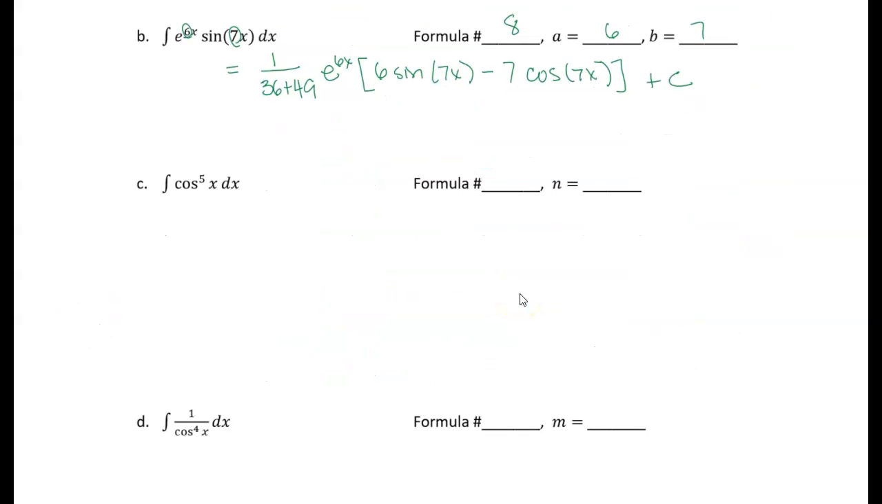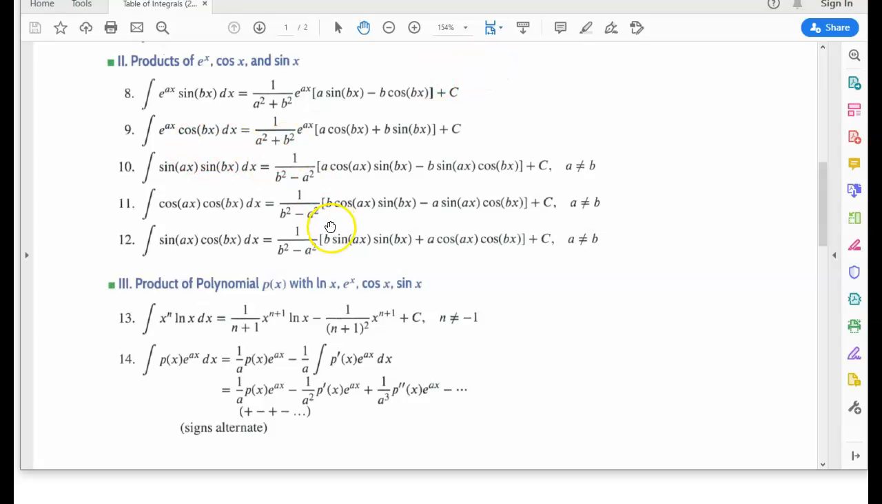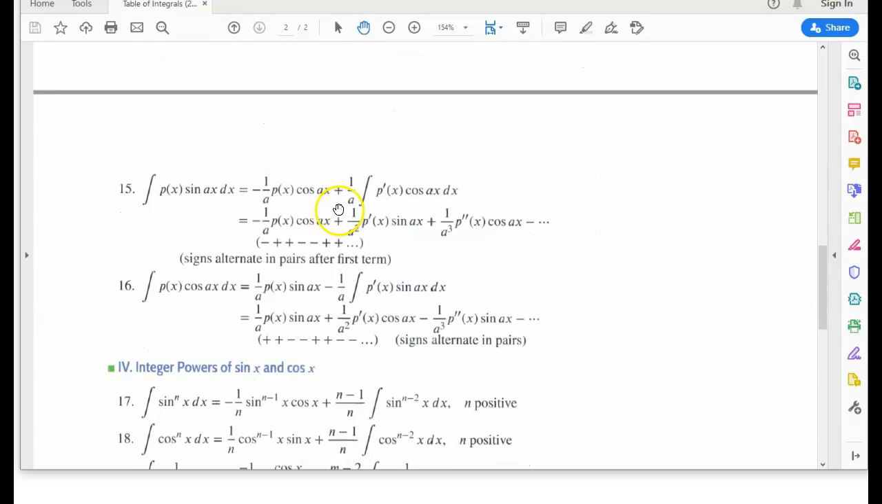We have cosine to the 5th. Now you know how to solve this one because it's an odd power of a trig function, and we could easily use substitution on this one. But we're going to use the table. If I bring the table back over here so you can see it, it's not one of those. We've got to scroll down a little bit more.